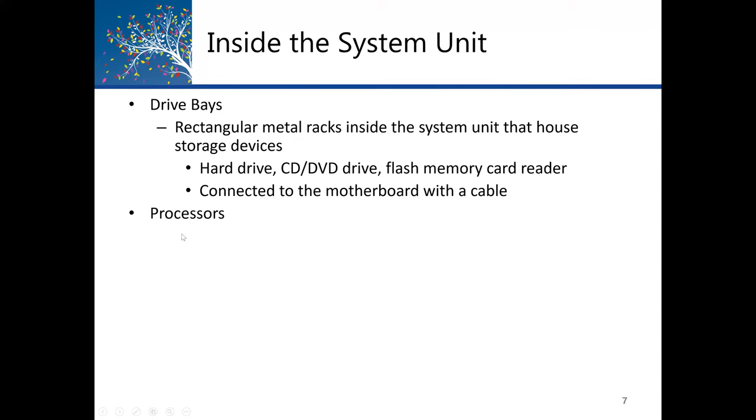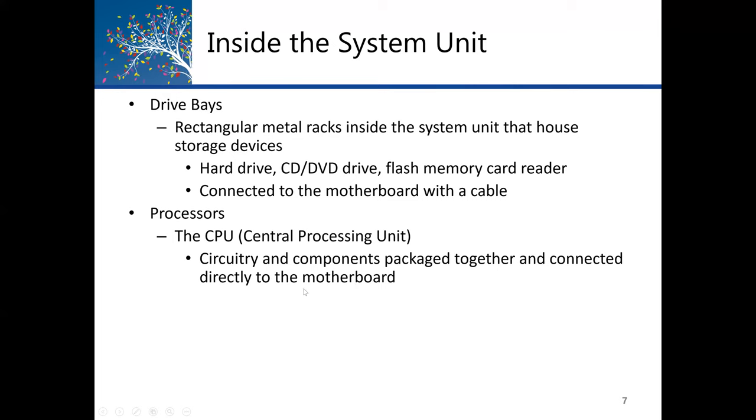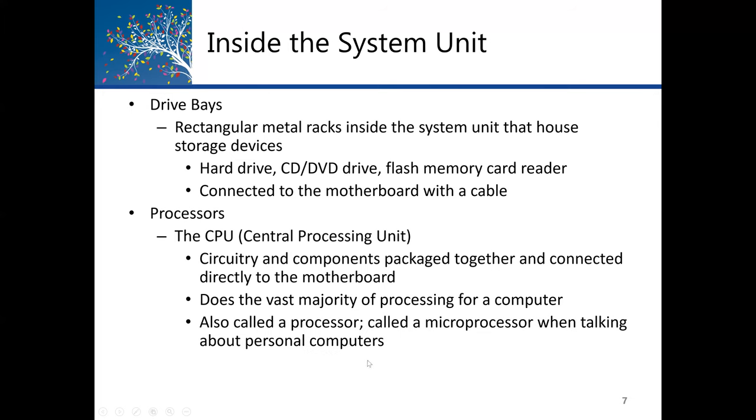Also, we have the processor, and we said the processor is the main brain of the computer, also called the central processing unit. And it's a circuitry and also components packaged together and connected directly to the motherboard also. Now, the central processing unit has different components or elements. For example, we have the arithmetic logic unit, which does the arithmetic operations, and also we have the control unit, which again coordinates the flow of data and programs from the CPU to the main memory or main memory to the CPU. So we say the processor again does the vast majority of processing for a computer. It is also called a microprocessor when talking about personal computers.